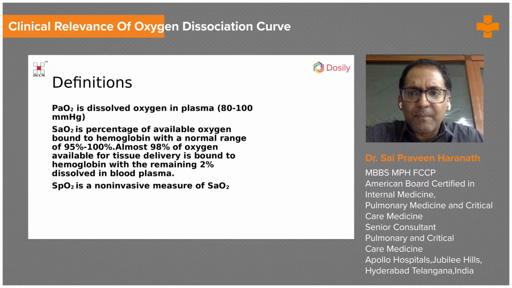So PaO2, which we talked about, is the dissolved oxygen in plasma, that is 80 to 100 millimeters of mercury. And saturation, SaO2, is the percentage of available oxygen bound to the hemoglobin, with a normal range of 95 to 100%. Almost 98% of oxygen for tissue delivery is bound to hemoglobin. A little bit is dissolved. And SpO2 is a non-invasive measure of your saturation, which is SaO2, arterial oxygen.